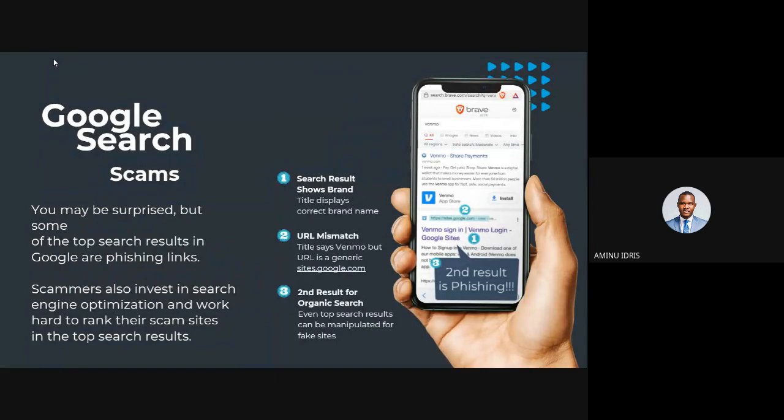You may be surprised that most of the top search engine results are phishing links. If you look at this one, it is a Venmo sign in. It is redirecting a user to a site from google.com. Look at the top. It comes at the top once you search, but once you click on it, you are redirected not to the real site, but to the scammers. So you research the result and you analyze.